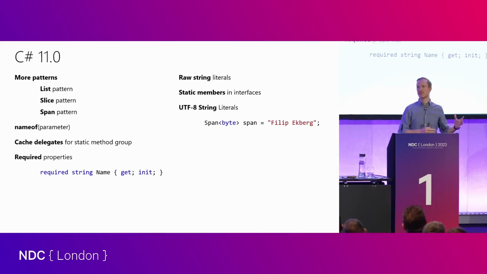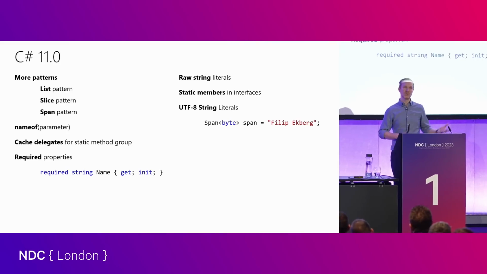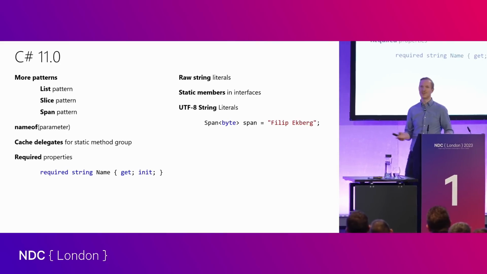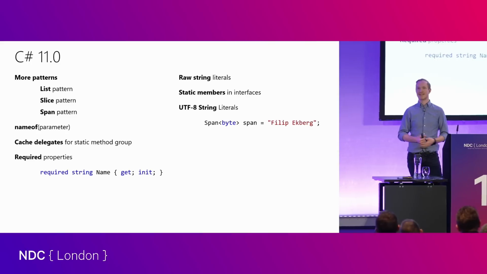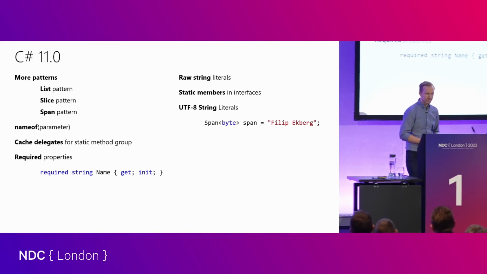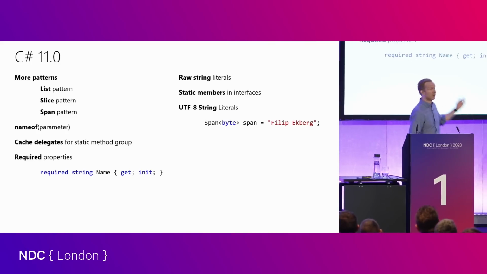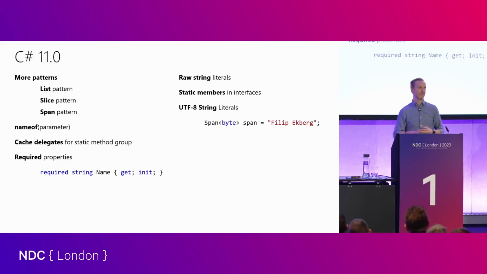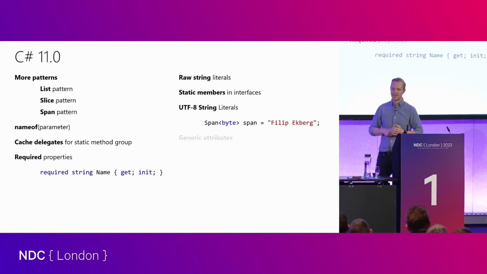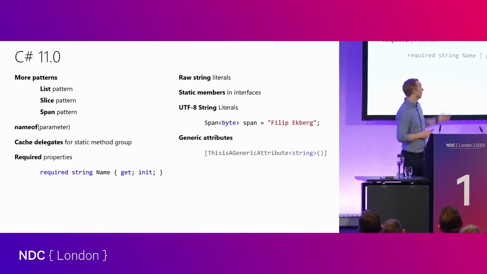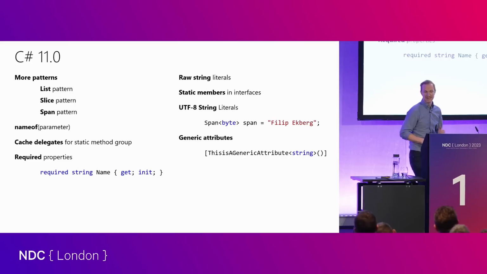And you would assign that to a span of byte. Why would you want to do that? Because all communication over the wire is mostly done in UTF-8. So that would require less computation, converting back and forth. Very good for performance. And generic attributes. This is one of the features that I've been wondering why they haven't added for a very long time as well.